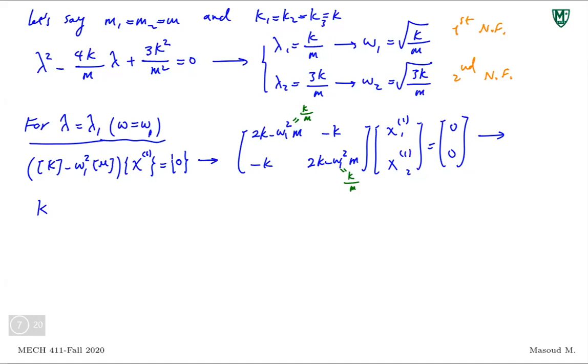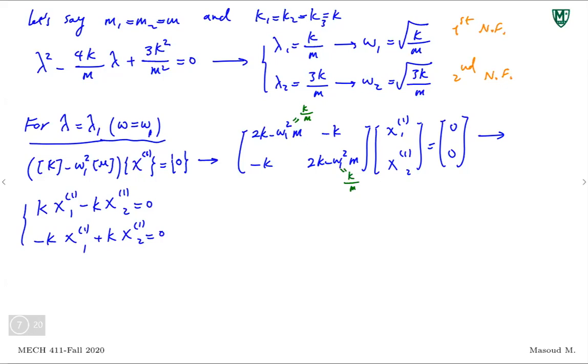Yes. So it gives you k x1,1 minus k x1,2 is equal to 0. First row multiplied by first column is equal to the first element on the right side. The second row: minus k x1,1, and that gives you, this one gives you, 2k minus k is k, so that becomes plus k x1,2 is equal to 0.